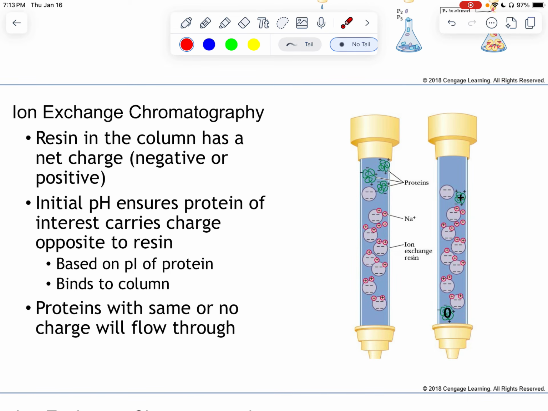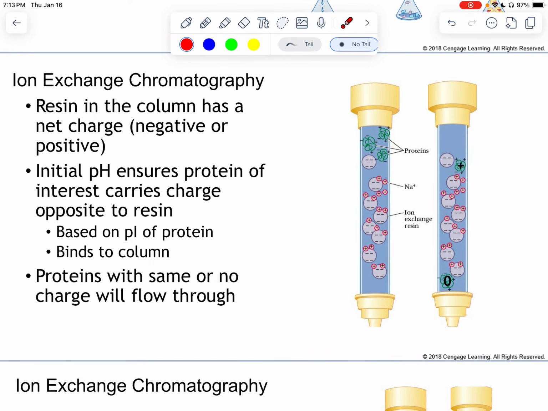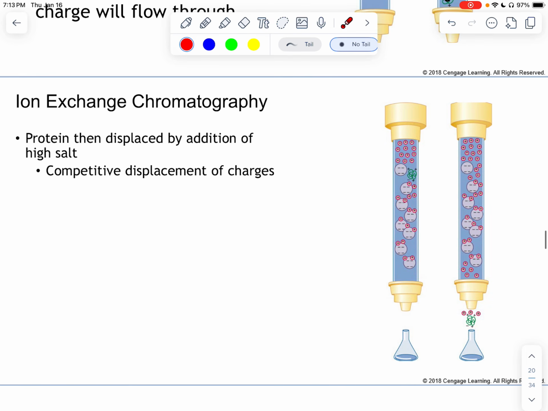And then if we want to eventually elute this, get this to come out, we can use that salting out idea. We can essentially overpower this by just putting in a ton of salt, and the salt will displace those proteins and they will come out. We're showing that here. We put in lots and lots of salts, and they essentially grab up all those attractive spots on those negative ions, and the protein comes out.